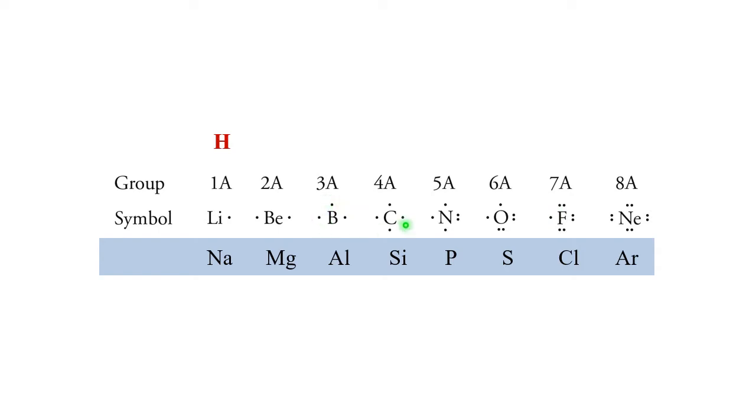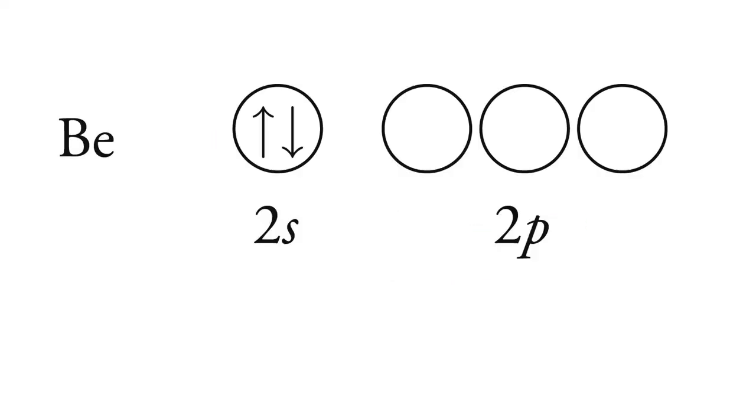They have 3, 4, 5, 6, 7, and 8 electrons in the outer shell. So that's where we stopped. Beryllium has 2 electrons on the 2s orbital and none at the 2p orbital. So there are 3 empty 2p orbitals. When we go to the next element, boron, we can start occupying 2p orbitals. So how can 2p orbitals interact?